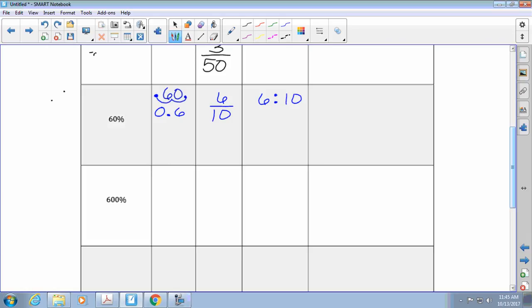Okay, can anyone scale that down perhaps? So instead of 6 tenths, we might see what, Joey? 3 fifths. Very good. So let's test it out. Take your calculator. Take 3, divide it by 5.